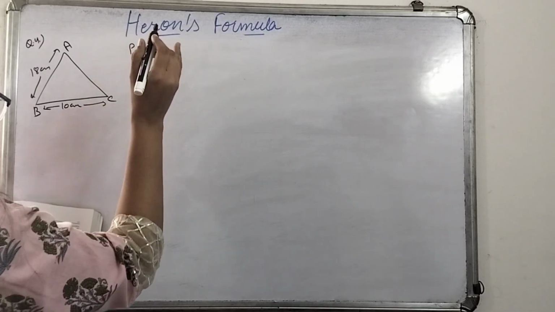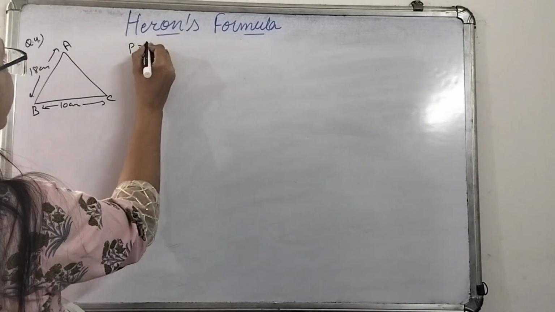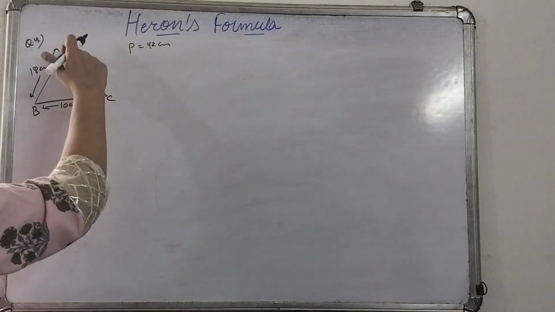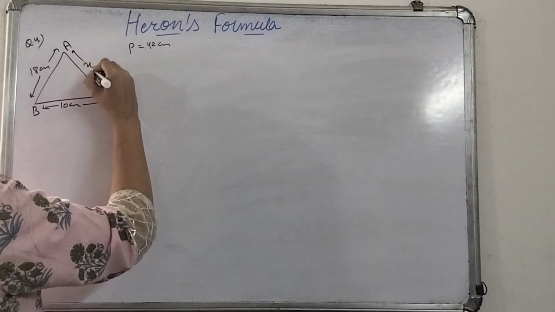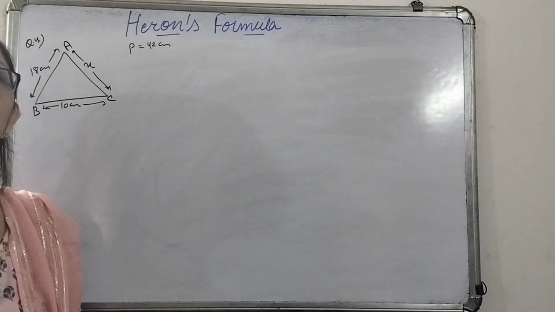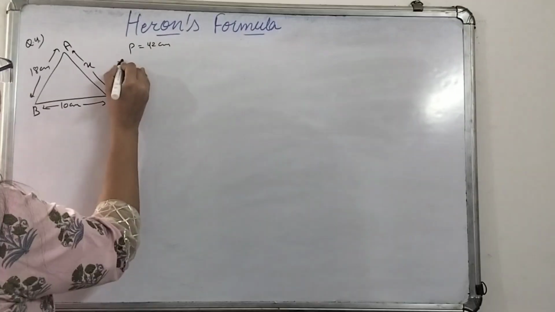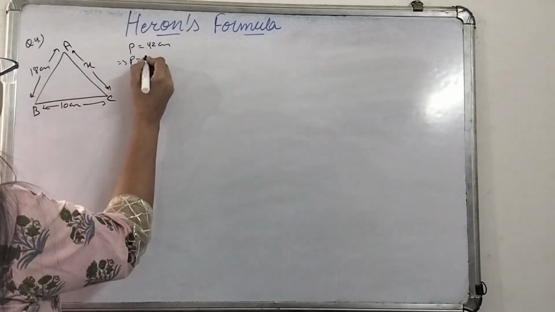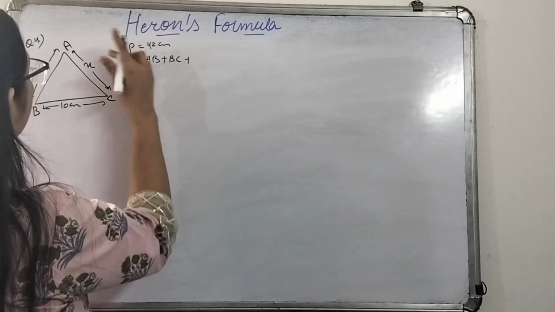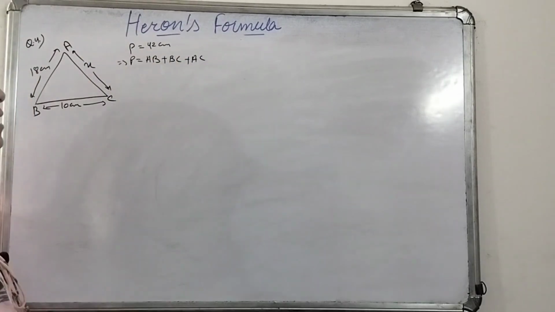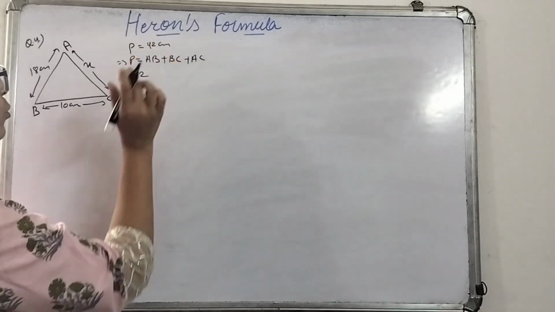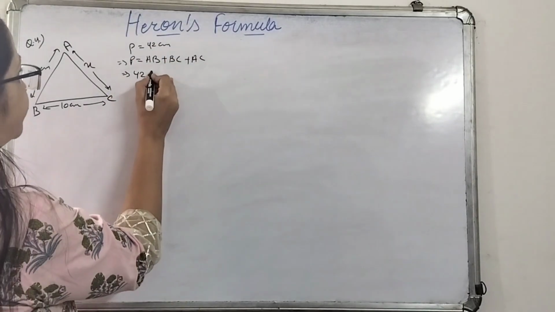Perimeter is given to us as 42 centimeter. We are assuming that the third side, suppose this third side AC, is x centimeter. So we know the perimeter of any triangle will be the sum of all the three sides. So perimeter is given by 18 centimeter, that is AB, plus BC plus AC. Sum of all the three sides will give us the perimeter of the triangle. So it is equivalent to 42 centimeter given to us in the question.